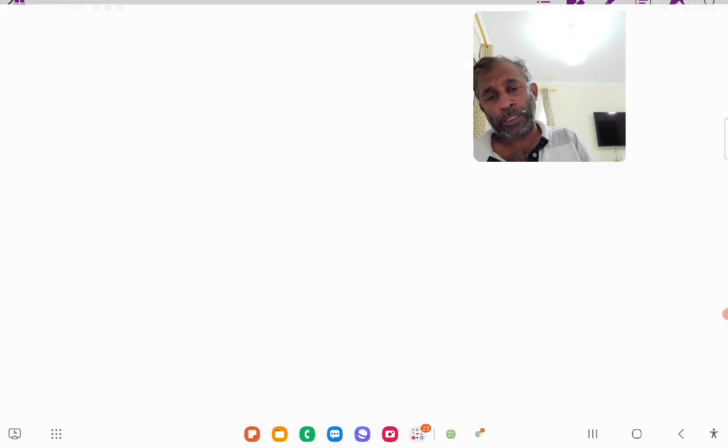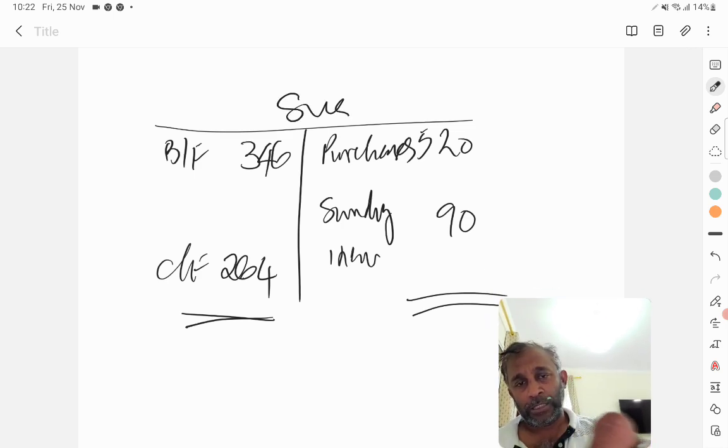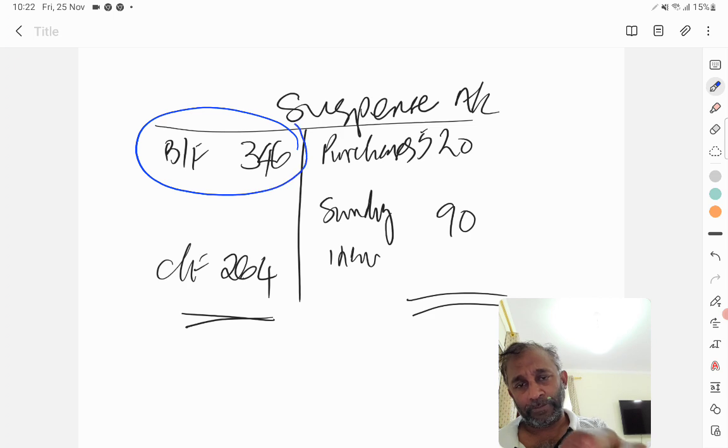What we should first do is open up the suspense account. This is the suspense account. Let me change the color of the pen. And this was the balance given in the question, a debit balance of 346. After arriving at the trial balance, due to the disagreement in the trial balance, there has been a shortage of 346 on the credit side.